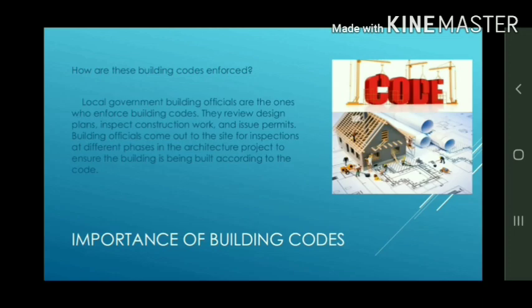So how are these building codes enforced? Local government building officials are the ones who enforce building codes. They review design plans, inspect construction work, and issue permits. So sila yung nag-issue ng tinatawag nating building permit. Building officials come out to the site for inspections at different phases in the architecture project to ensure the building is being built according to the code.